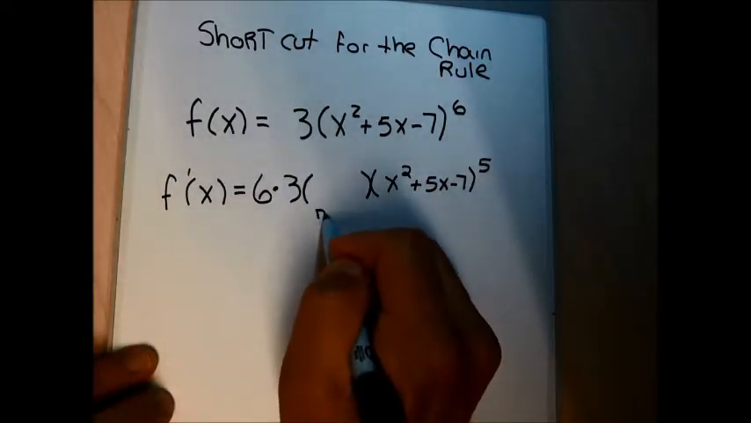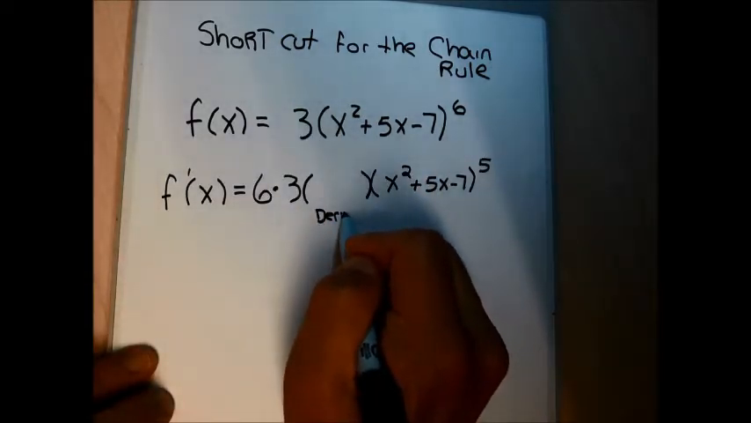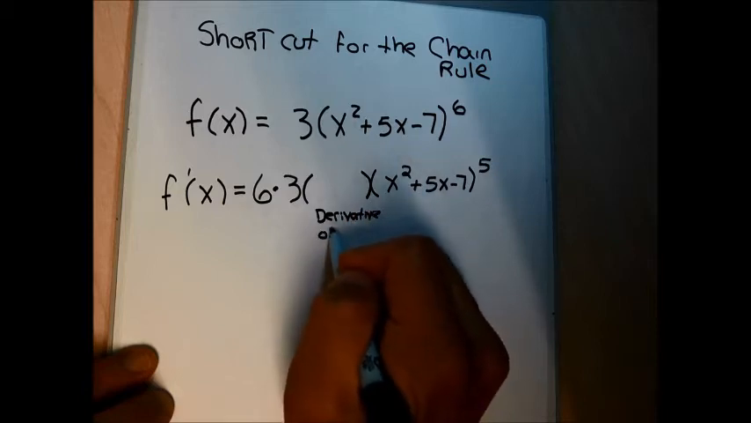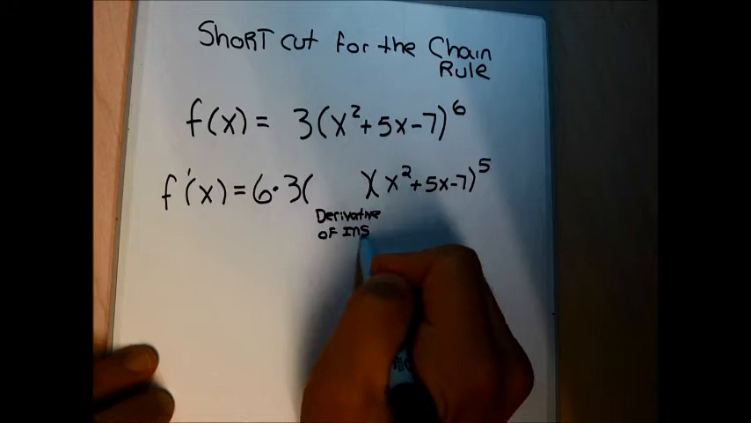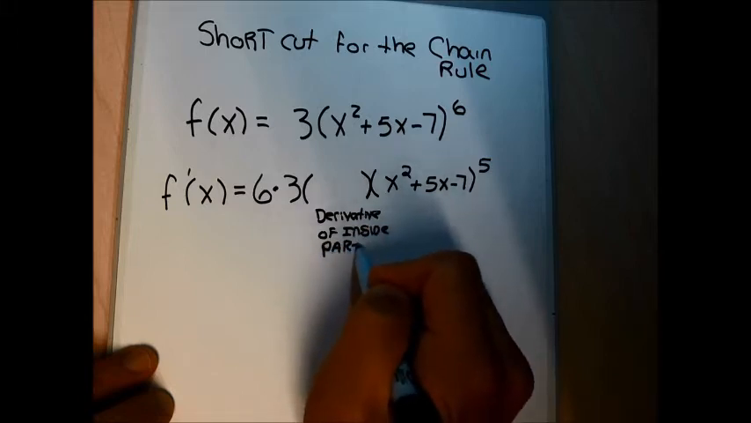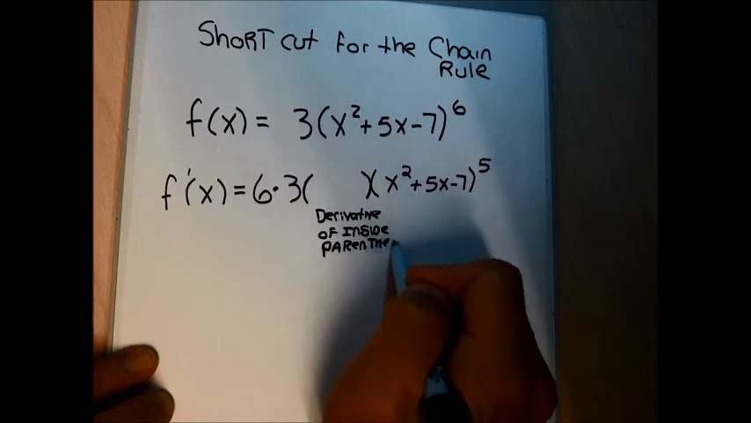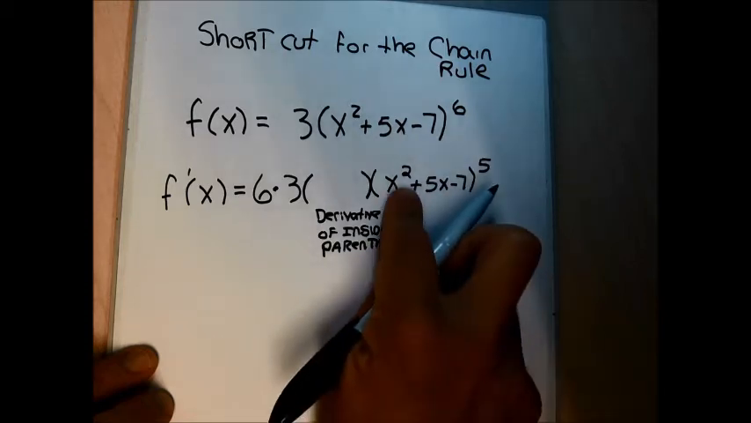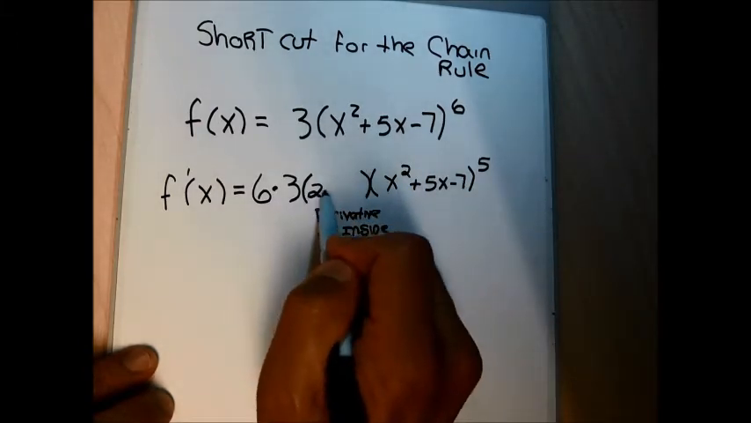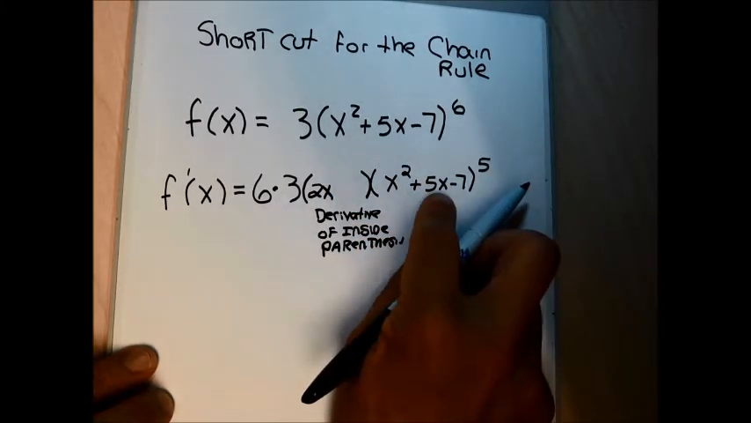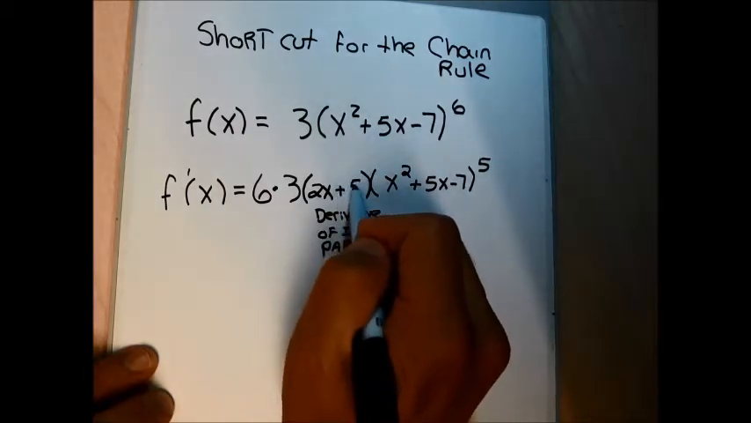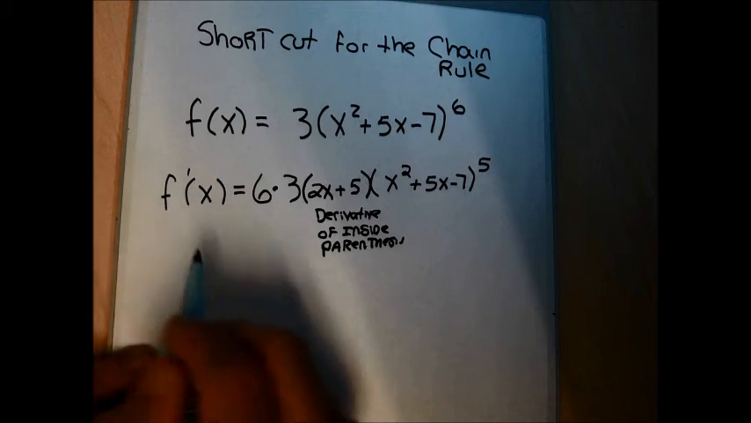So right here, I'm going to multiply by the derivative of the inside of the parentheses. The derivative of x squared, I bring the 2 out front, I lower the exponent by 1, I get 2x to the first power. The derivative of 5x is just 5. And that's the entire derivative, except I'm going to multiply the 6 and the 3.